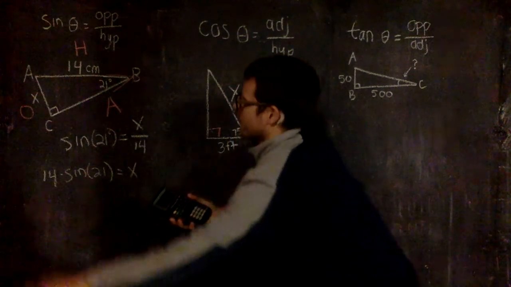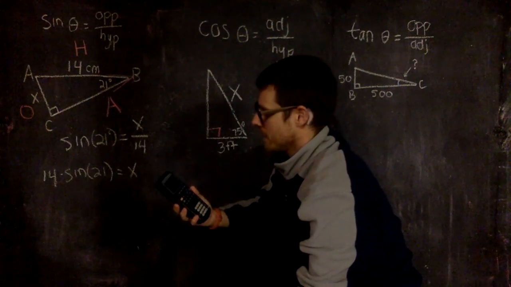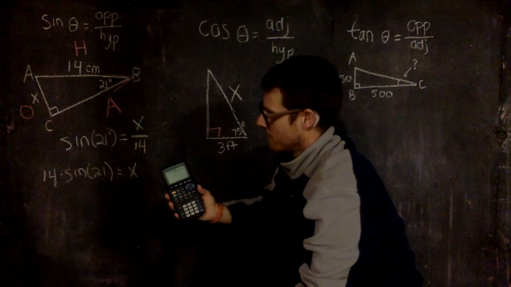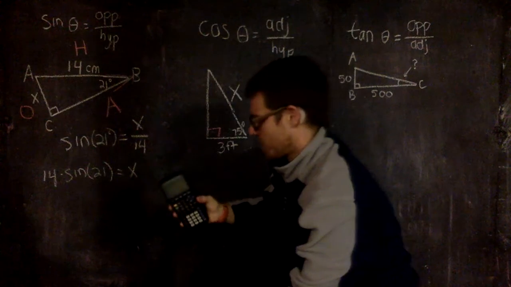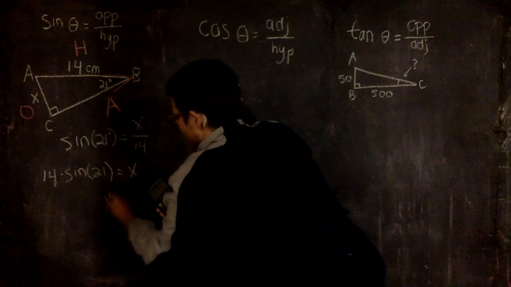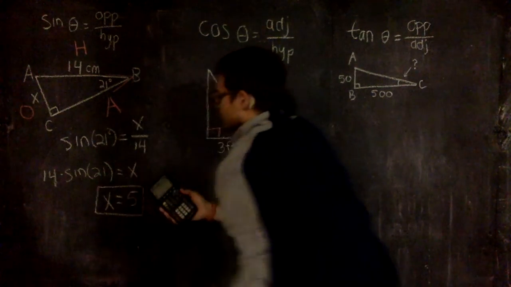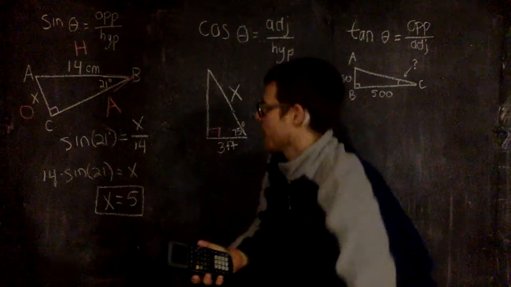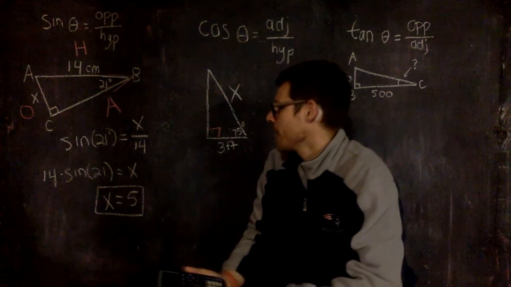I'm looking at side lengths. The one I gave you was a whole number. So realistically, I could just call this 5. If you wanted to say 5.02, that's probably too specific for what I've given you here. So I'm just going to say x equals 5. Now, if the directions here said solve for x, I'm done. That's all I'm going to have to do.